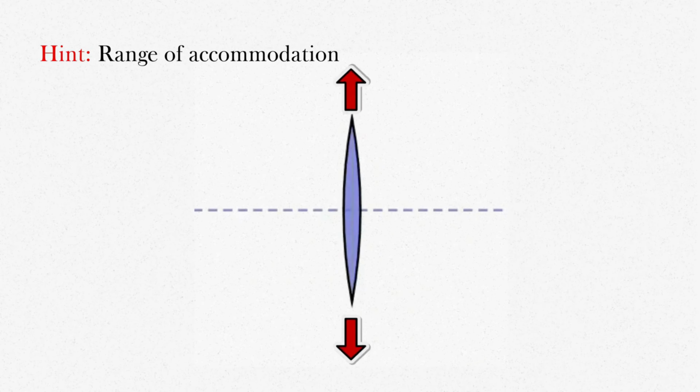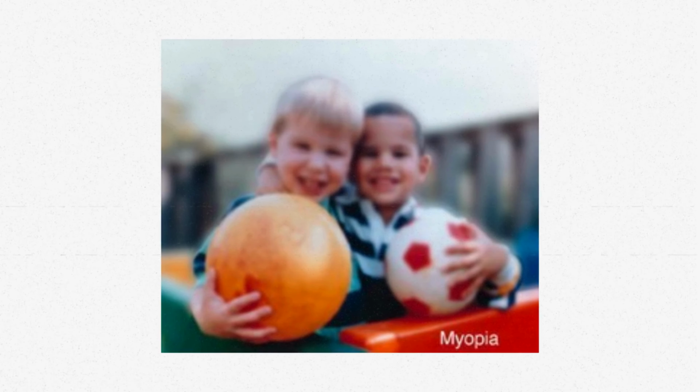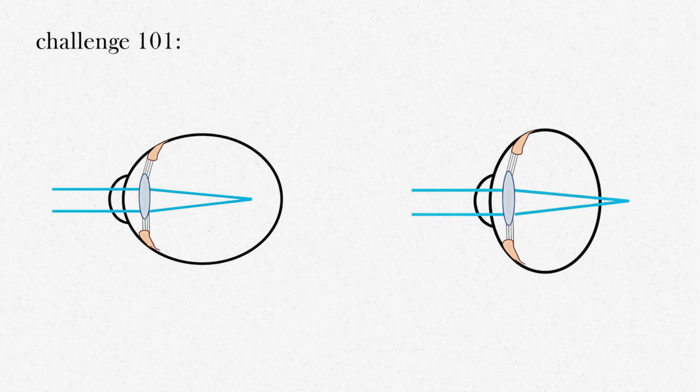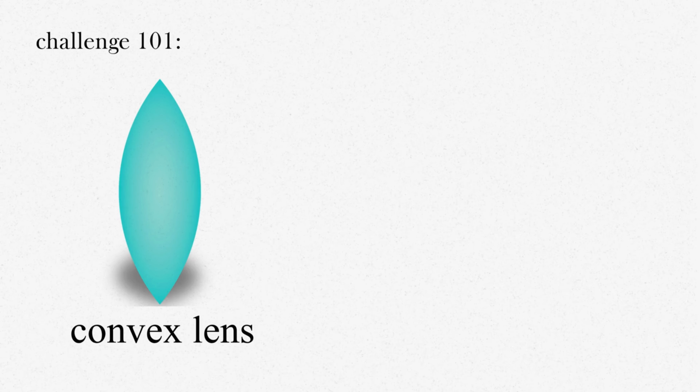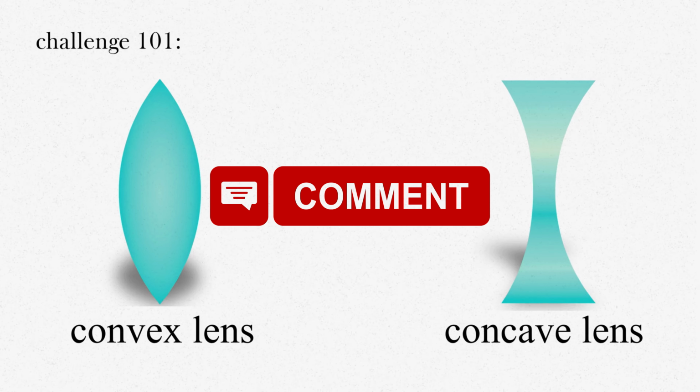Hint. I want to leave you with a challenge. In myopia, distant objects look blurry. Is this because eyeball is too long or is it too short? And should we use convex lens, bulging lens, or a concave lens, shrunken lens to correct it?